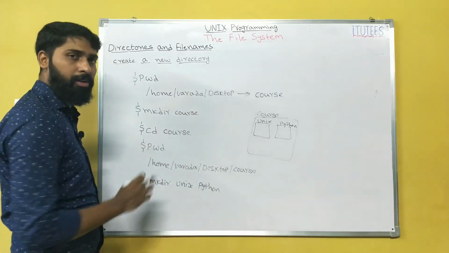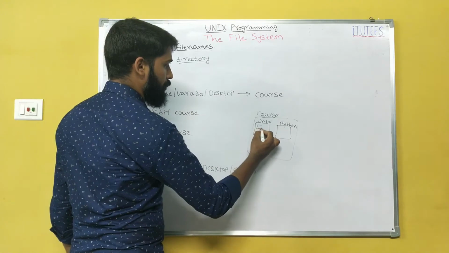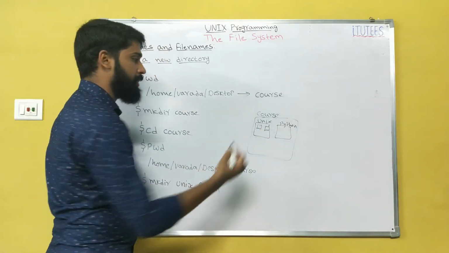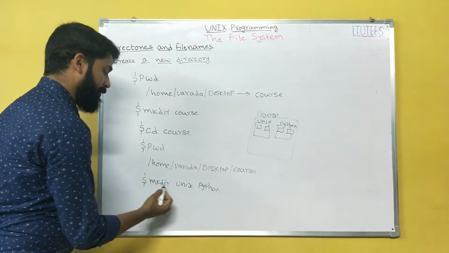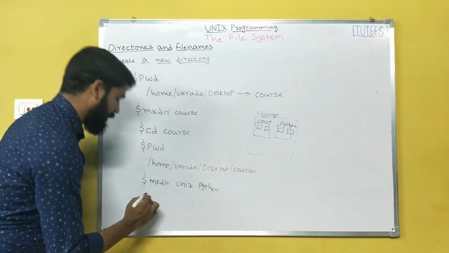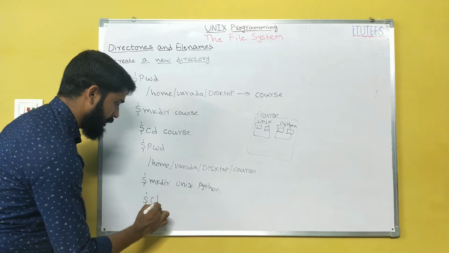In this Unix folder I want to create another folders, unit 1 and unit 2. Similarly in Python also, unit 1 and unit 2. How can I create them? First I want to change the directory: cd Unix.